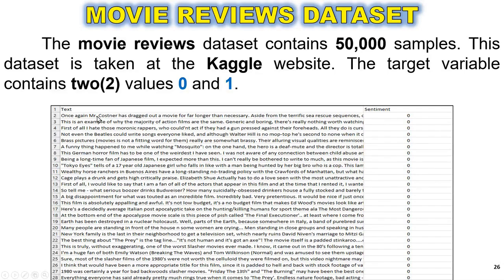The first column, which is the label text, is the independent variable X. The second column, which is the label sentiment, is the dependent variable Y, containing binary or dichotomous or two numerical values. The condition of logistic regression is that the target variable, or the dependent variable Y, must be two numerical values, not categorical data or text values.